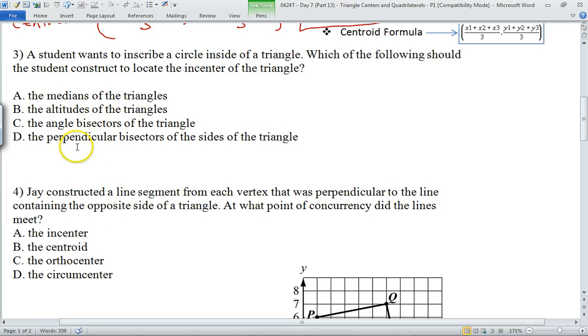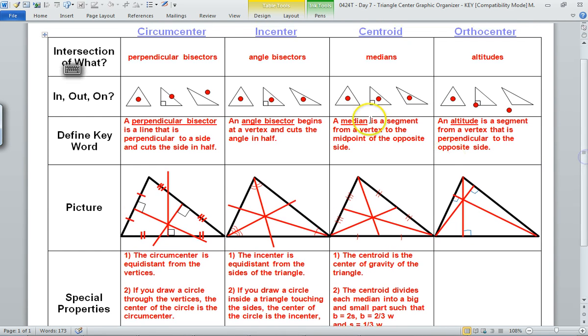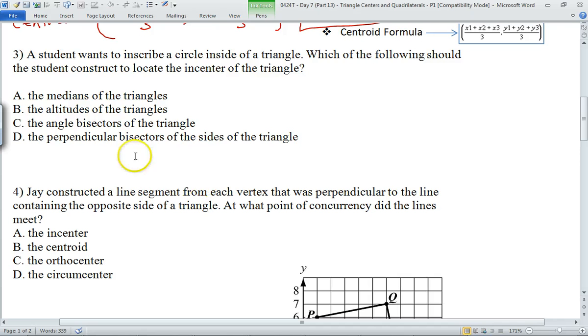Now, when we look at our options, it doesn't just say incenter. It describes how to build the thing. So we need to look back again. How do we build the incenter? Angle bisectors. Okay, so imagine that you have memorized everything on this paper, then you would know incenter is made from angle bisectors. So, if we look back, we are looking for the angle bisectors of the triangle. That's how we know that it is C. Alright? So the answer is C.